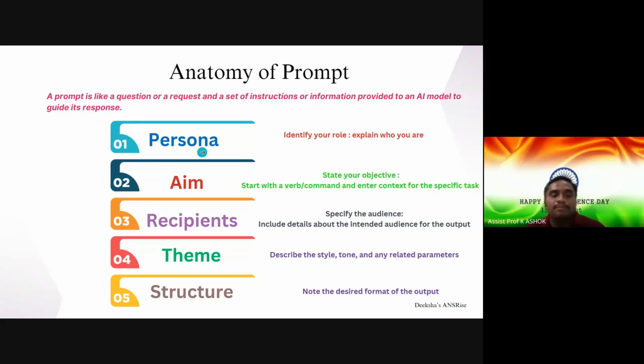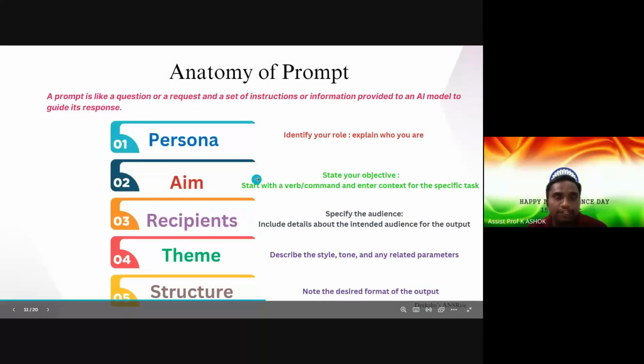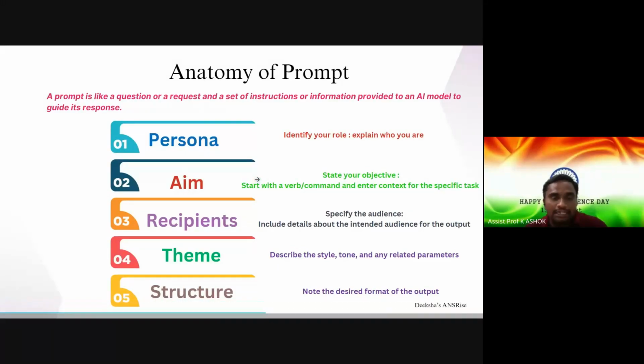For example, what are the 5 important parts? This is a very important question. Those who are currently doing prompt engineering, this will be an expected question, I'm telling you. So what is the structure? In your query, you should first understand what a persona is. Persona means who you are. You have to explain to the machine who you are actually.